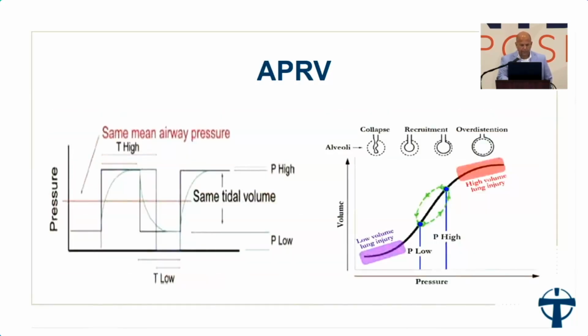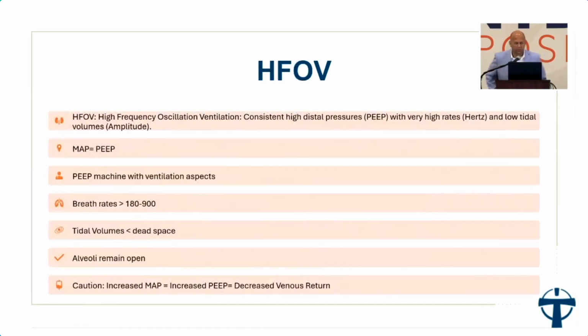Next, growing up in a neo-ped center, I saw lots of oscillators, so high frequency oscillatory ventilation: consistent high distending pressures with the PEEP, very high rates measured in hertz, and low tidal volumes. Basically, an oscillator is just a big PEEP machine, and it can be kind of scary because if you don't do it right, you will have a couple of pneumothoraces before you go to lunch or before you finish your shift that day. So MAP is basically just PEEP, with breath rates between 180 and 900 a minute and tidal volumes less than dead space.